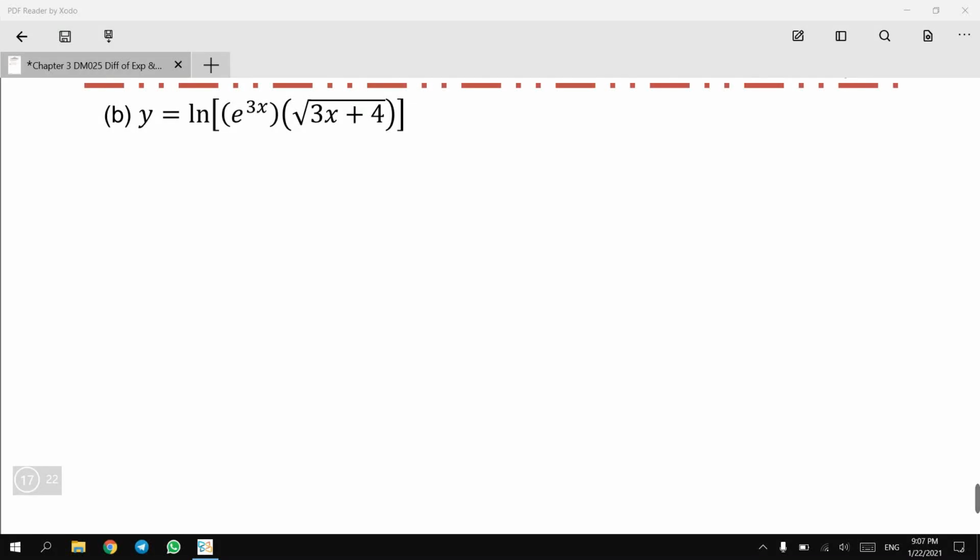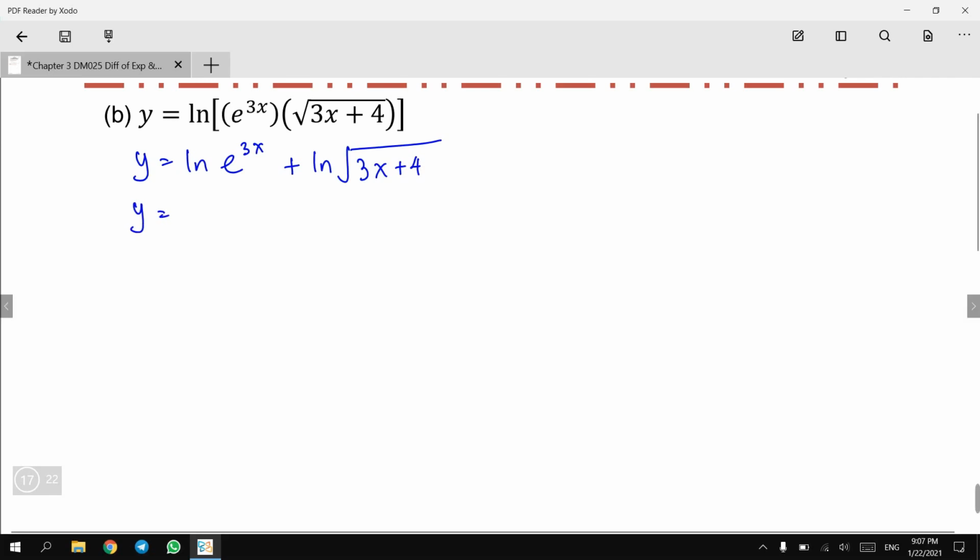Example B. Okay, first we apply properties of logarithm. We have log of f(x) multiplied by g(x), so we can separate the terms. y equals ln e to the power of 3x plus ln square root of 3x plus 4. Okay, next, we can apply another property of log. We can bring the index in front of the log: 3x multiplied by ln e, which ln e equals 1.